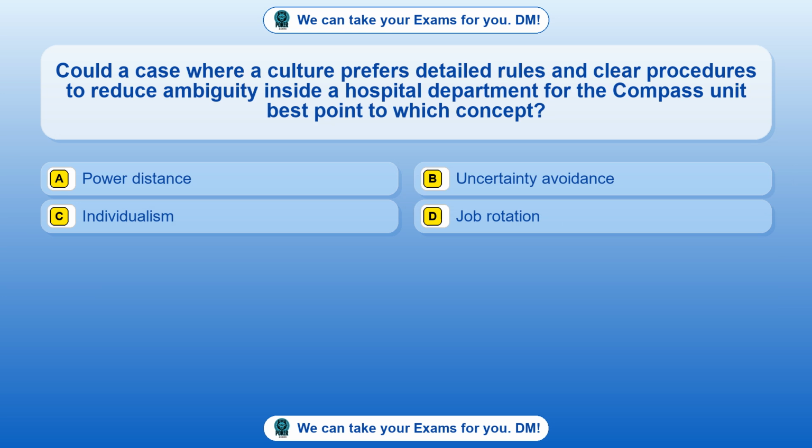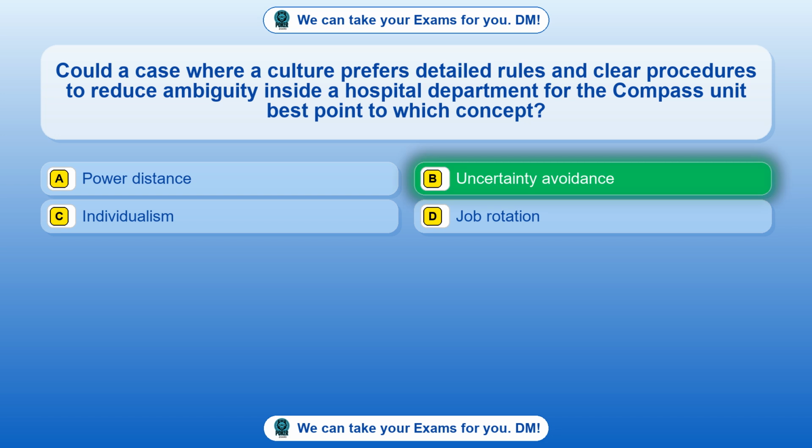Question 49. Could a case where a culture prefers detailed rules and clear procedures to reduce ambiguity inside a hospital department for the campus unit best point to which concept? Option A, power distance. Option B, uncertainty avoidance. Option C, individualism. Option D, job rotation. The correct answer is option B, uncertainty avoidance.